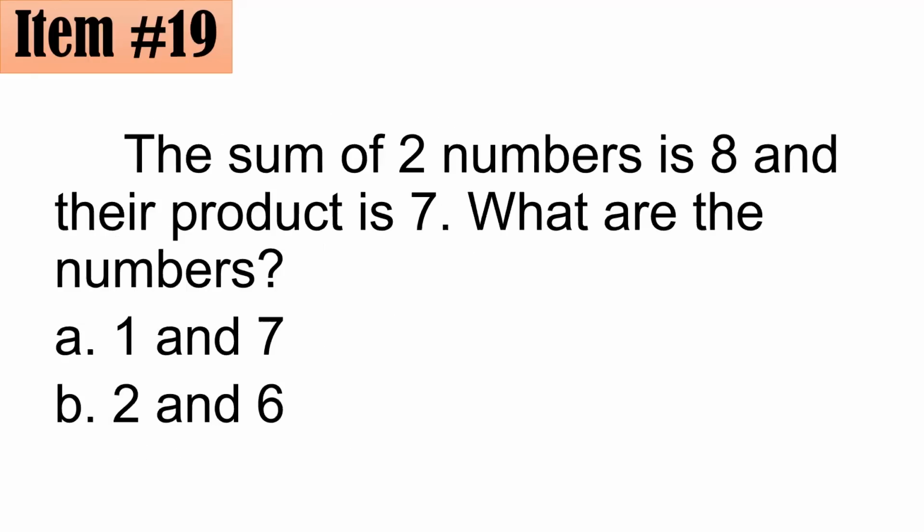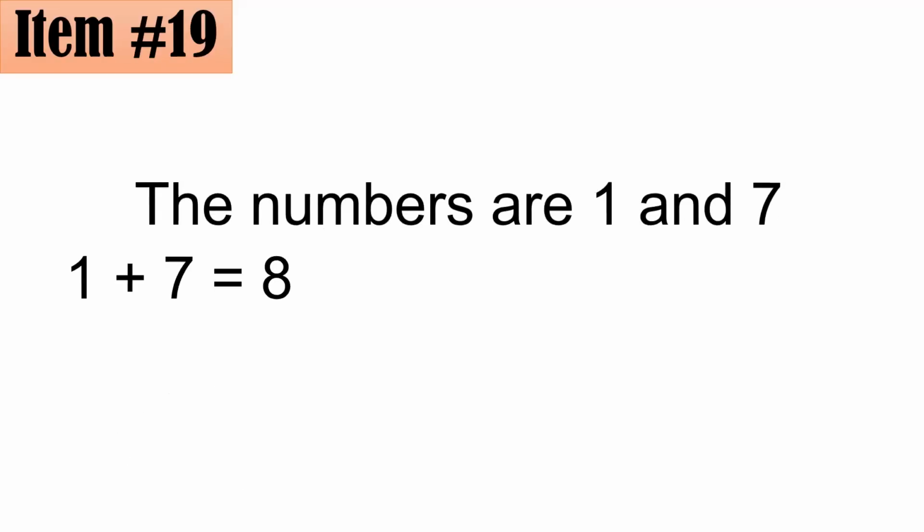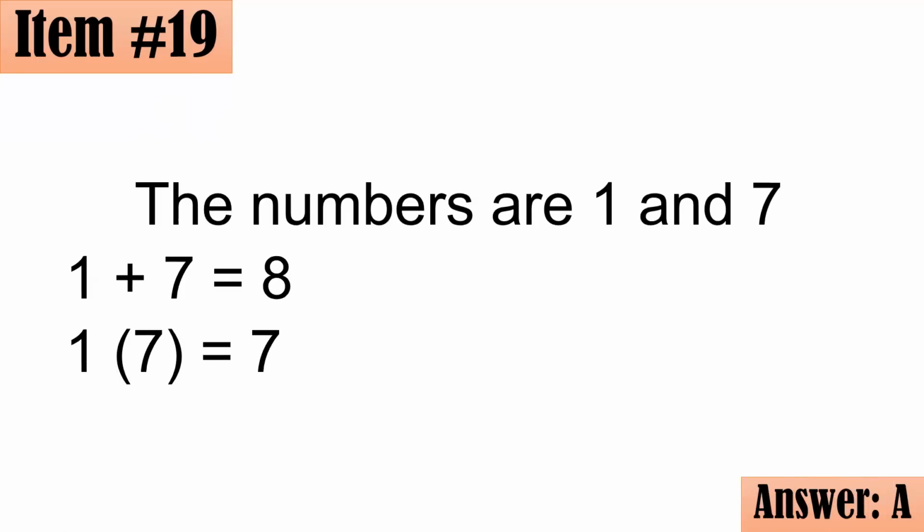Alright, ang saya nito. Number 19, the sum of two numbers is 8 and their product is 7. What are the numbers? Is it A, 1 and 7, or B, 2 and 6? Okay, letter A daw, sabi ng madlang people, mabuhay. If you answered letter A, the numbers are indeed 1 and 7. Bakit po? If you add them, 1 plus 7, the sum is 8. If you multiply them, 1 times 7 is 7. So the choices in letter A, 1 and 7, satisfy the conditions. Sabi ni Sir Francisco, ang daming A, sir.